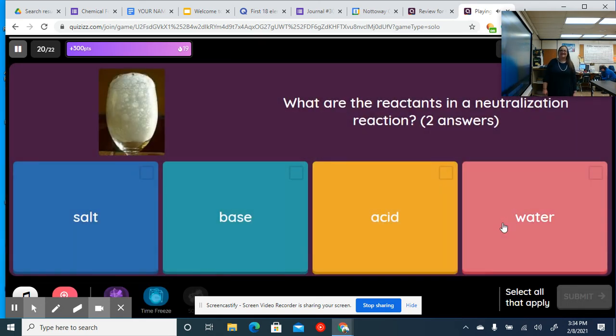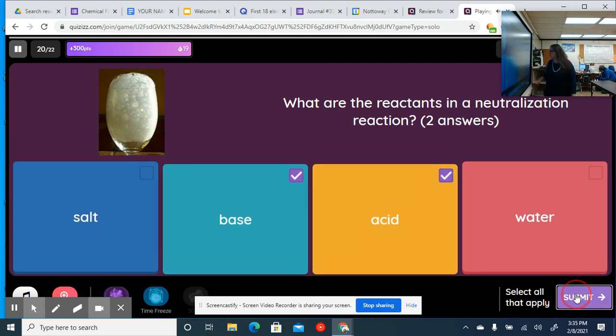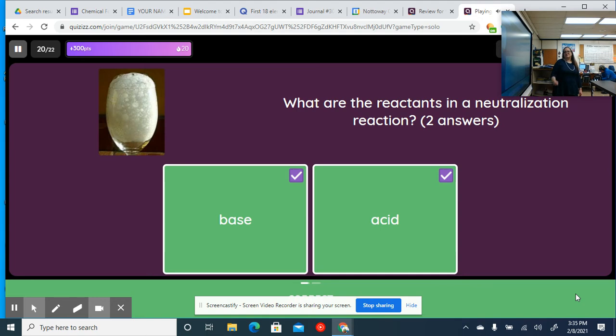What are the reactants in a neutralization reaction? So what are the things that are needed to start the neutralization reaction? It's when an acid mixes with a base in a neutralization reaction.